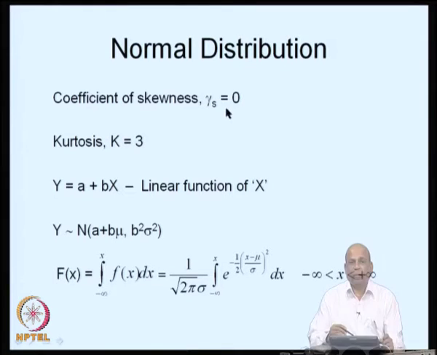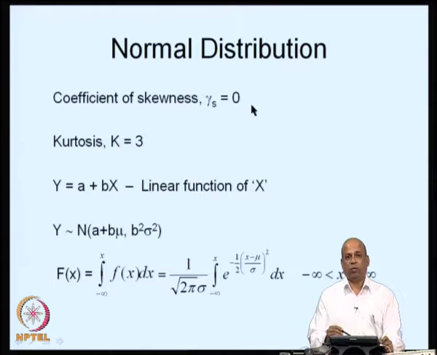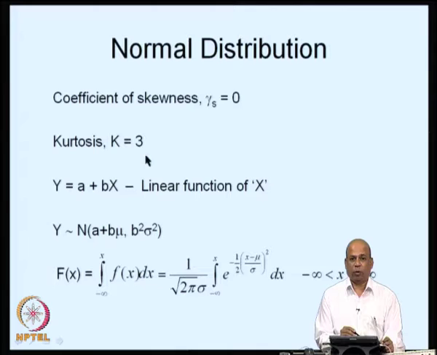Because it is perfectly symmetrical, you have gamma s, which is the coefficient of skewness, to be 0. Recall that if it is a symmetric distribution, you get gamma s as 0. So, the normal distribution has a coefficient of skewness of 0, and kurtosis is actually defined with respect to the normal distribution. So, the kurtosis of the normal distribution is 3.